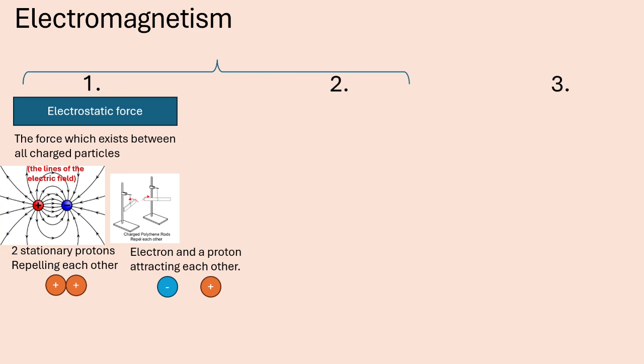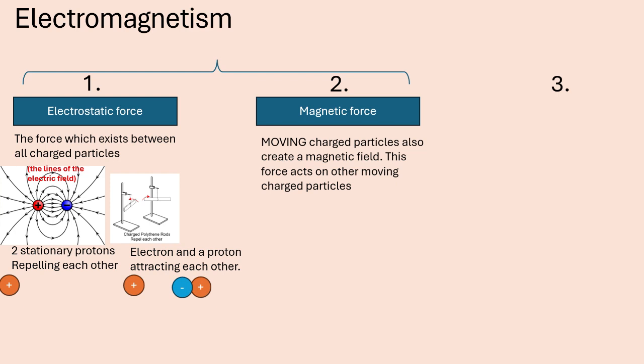Right, and this is just the force that exists between all charged particles. So this is the force that makes a proton attract an electron, and also the force that makes two protons repel each other, or just similarly charged particles. Right. Secondly, we have the magnetic force.